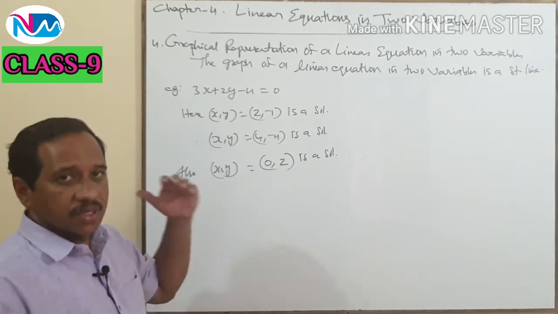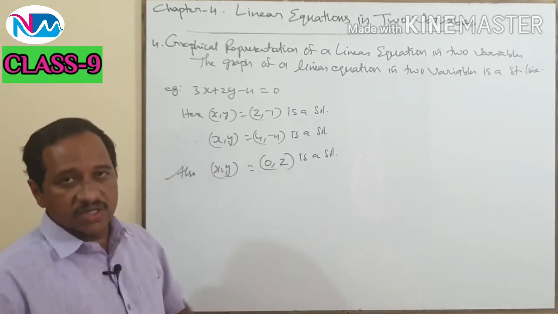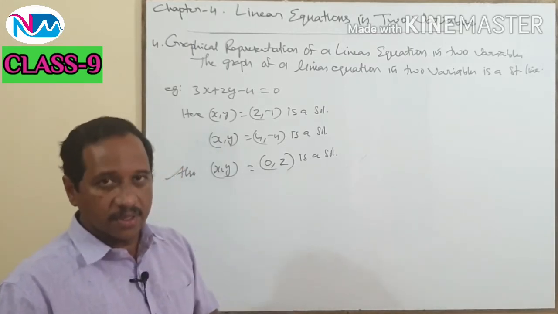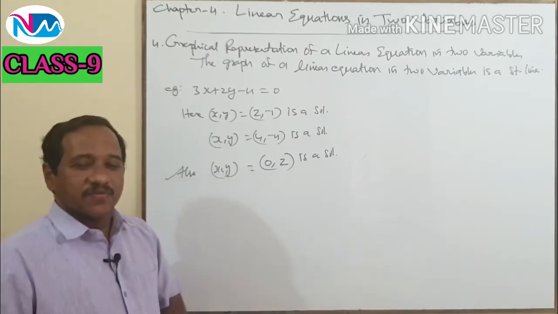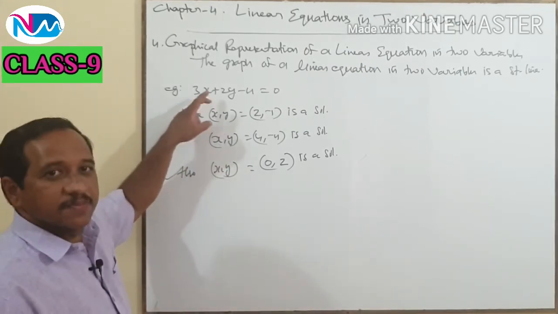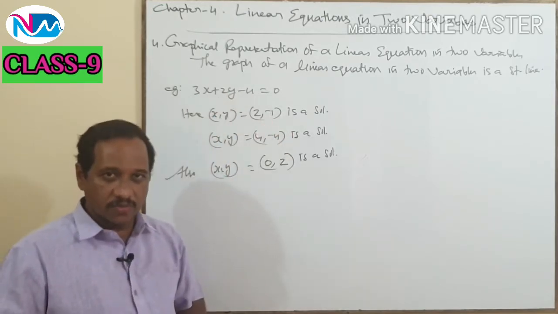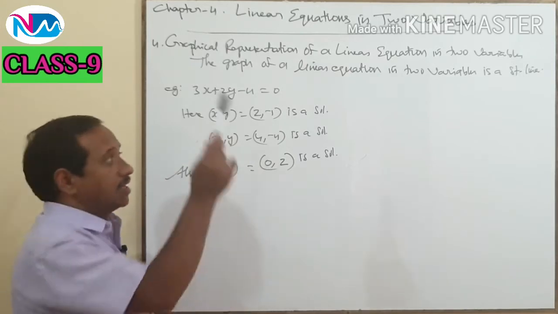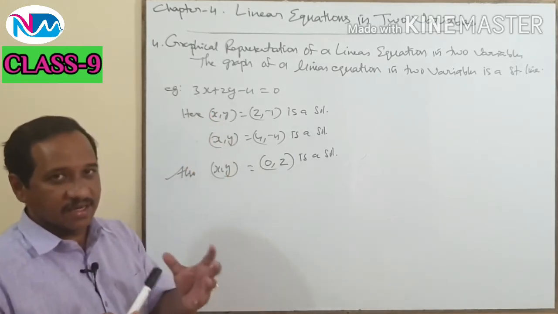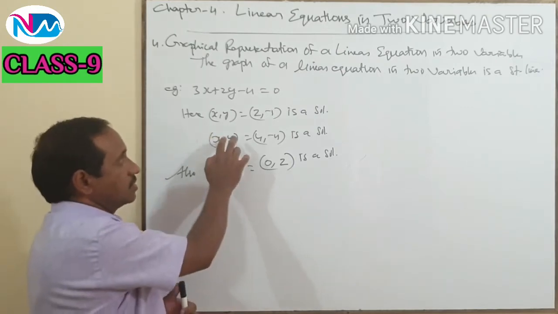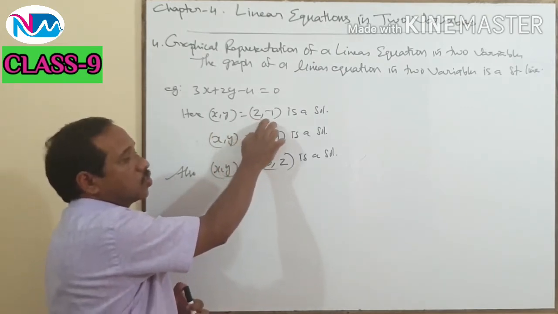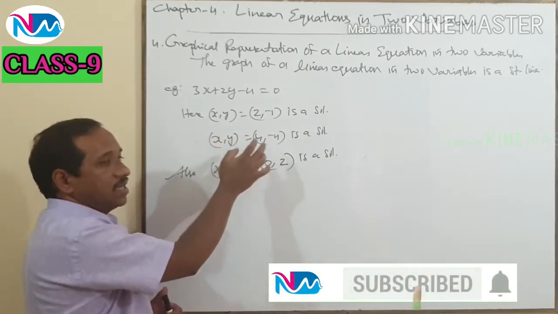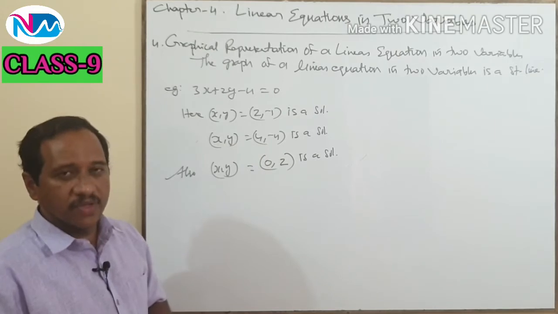That means if you represent a linear equation in two variables in a Cartesian plane, that is on a graph paper, you will get a straight line. For example, we have 3x plus 2y minus 4 is equal to 0. We have seen that for this equation, that is a linear equation in two variables x and y, has the solution (x, y) is equal to (2, minus 1). And another solution we have seen that (x, y) is equal to (4, minus 4).